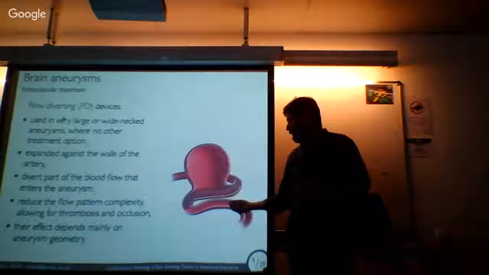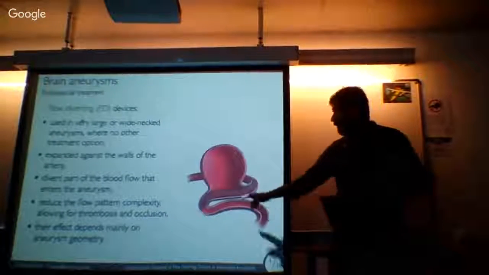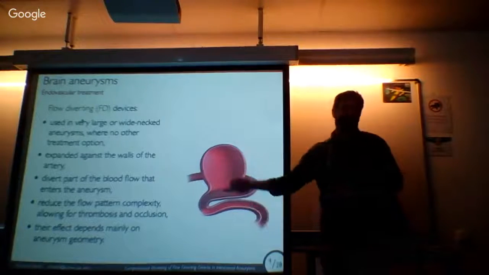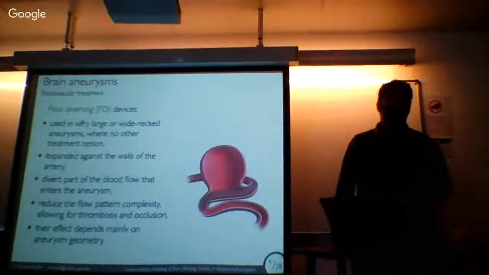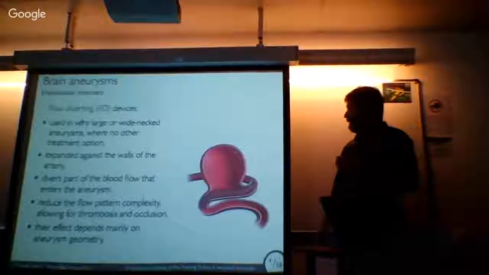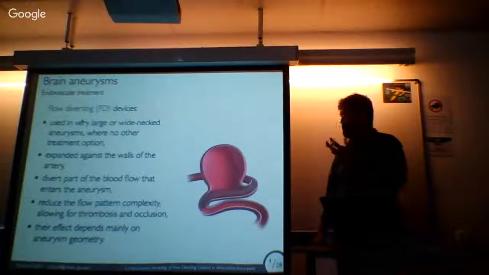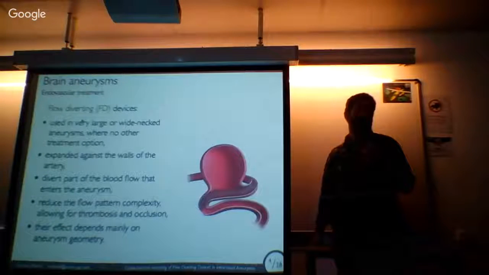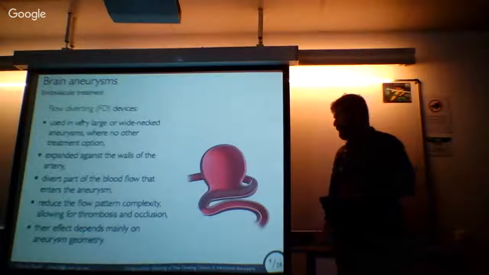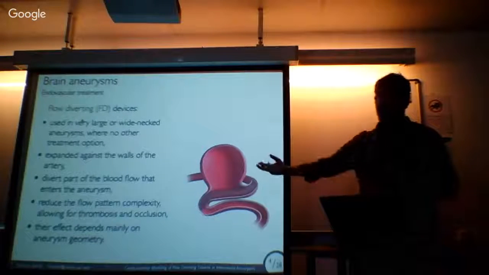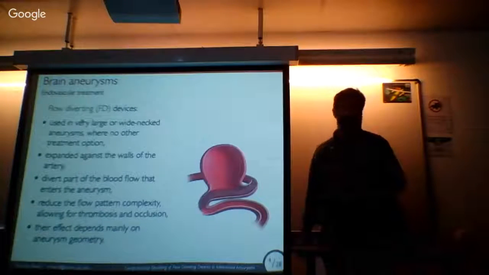Aneurysm, but making it so that most of the flow goes through and only a small part of it enters the aneurysm. This is going to make the flow pattern inside the aneurysm more simple. This will hopefully lead to thrombosis inside and occlusion.